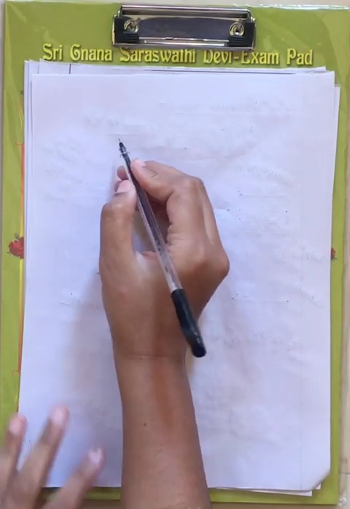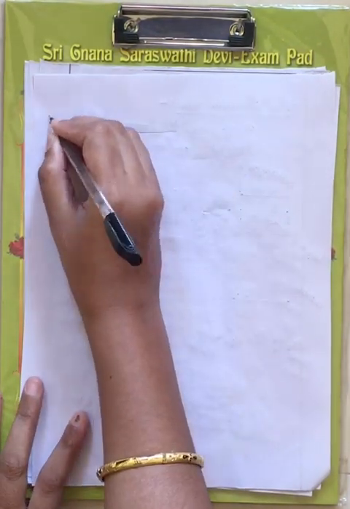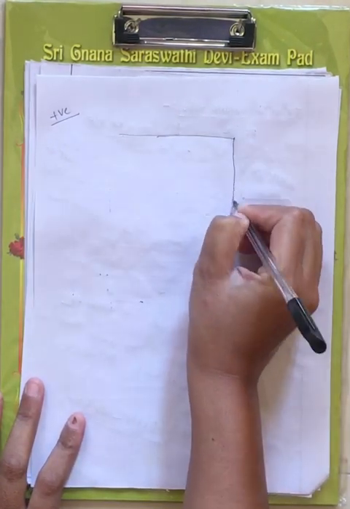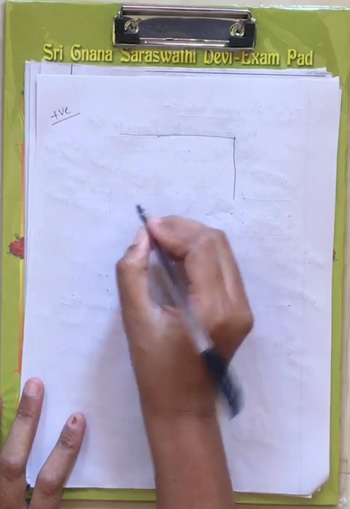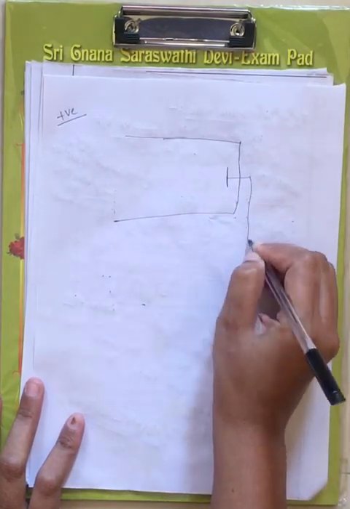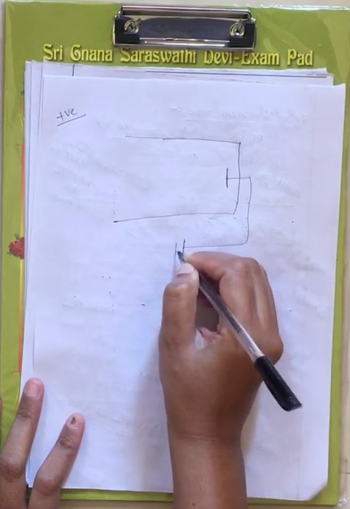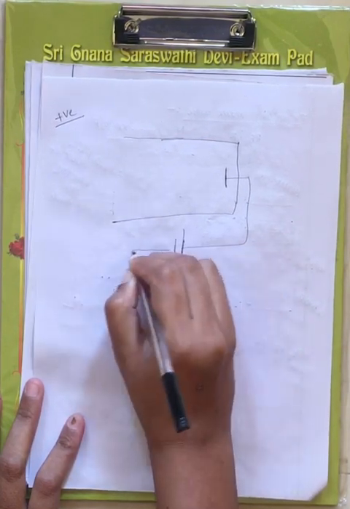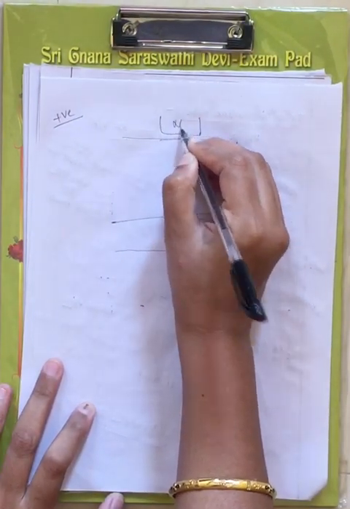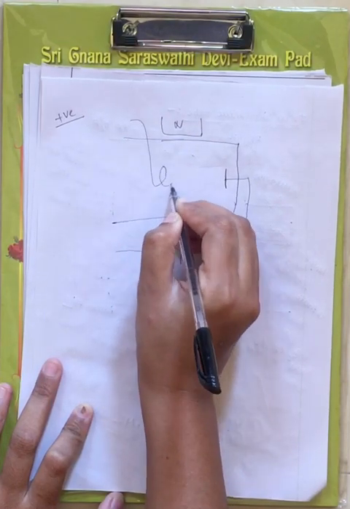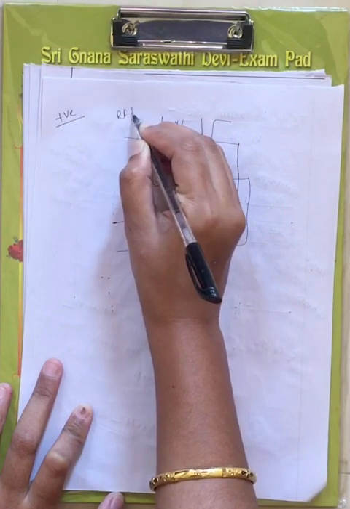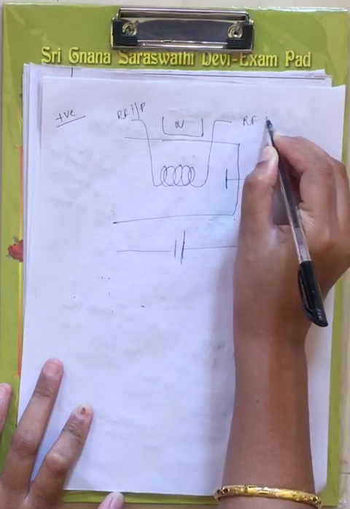Now let me draw its structure roughly. First consider the positive half cycle, right? Let me draw the traveling wave tube structure roughly. Here you will have an anode. Now the anode is connected to what? The positive terminal of the battery, and the negative terminal of the battery is connected to the electron gun, right? I am drawing roughly, and here you will have a magnet N, and here a slow wave structure, and here is the RF input and this is the RF output, right?